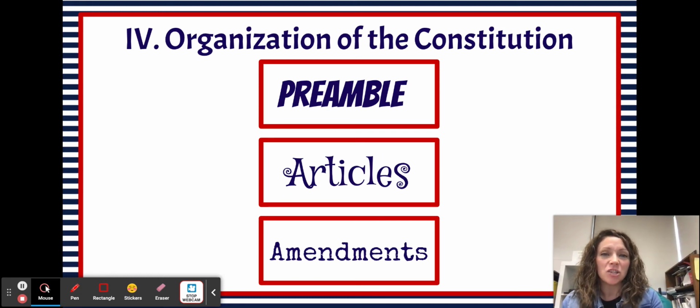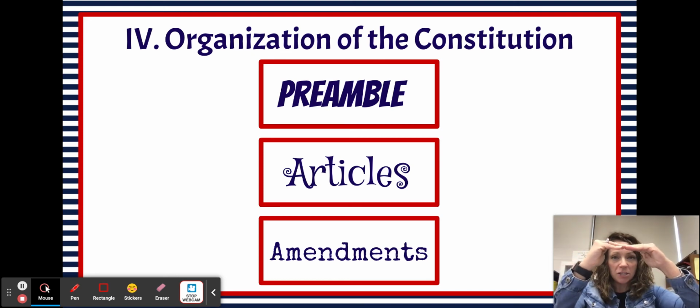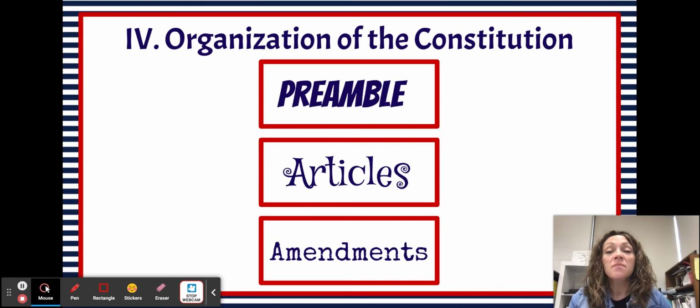The second section down here, this is the articles. This is kind of like the meat of the Constitution, okay? This is the section where our founding fathers specifically spell out, okay, this is Article 1. This establishes the legislative branch. This is Article 2. This establishes the executive branch. And then it goes into what each branch can do and what they can't do. And we'll deep dive into that here in just a minute.